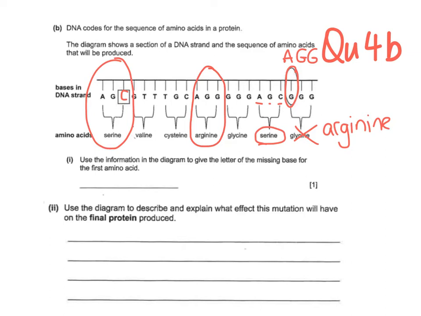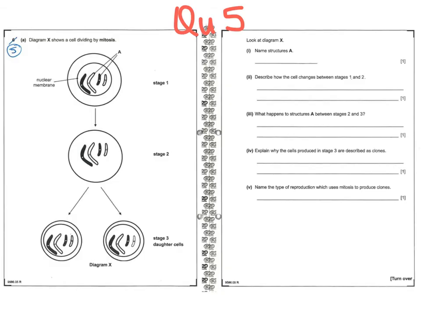And because we've got a different sequence of amino acids, it's going to give us a different protein, so it's going to function differently. And so you can see that question has come up several times. So that's a very common question in a section of the paper.